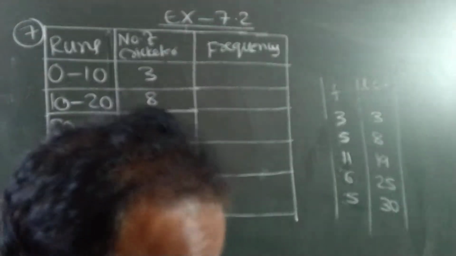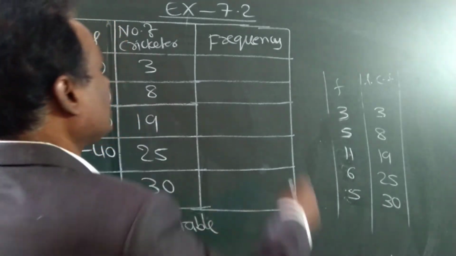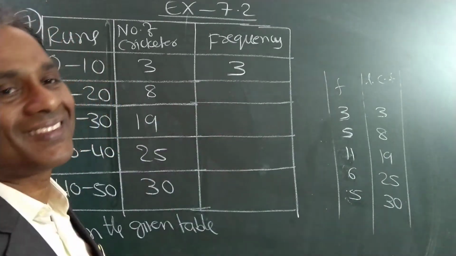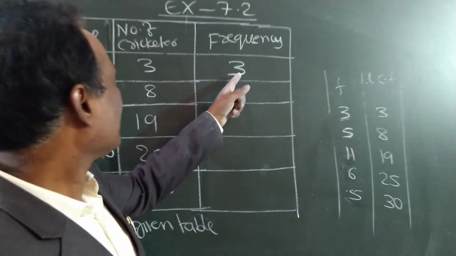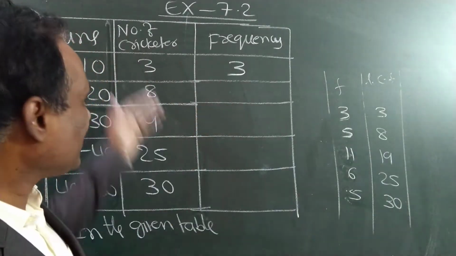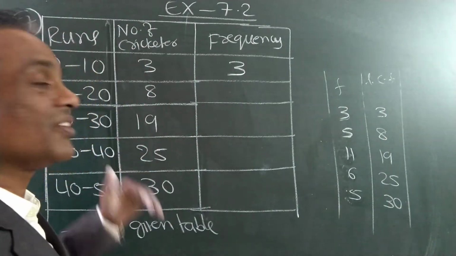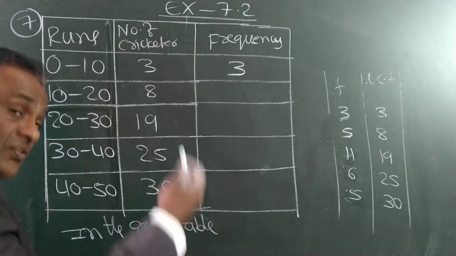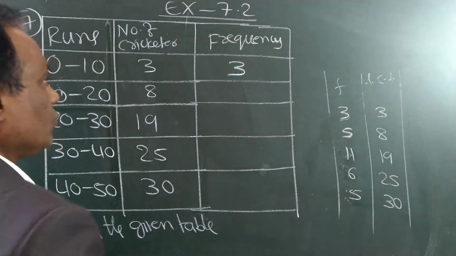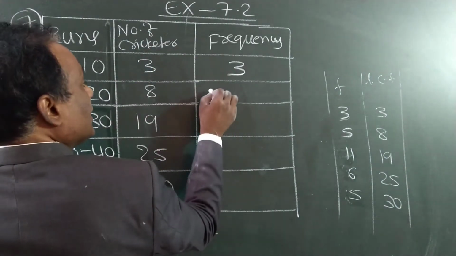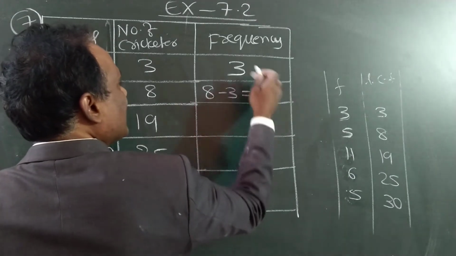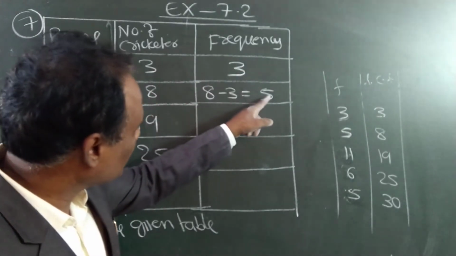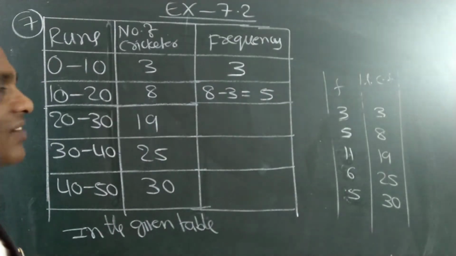Find the frequencies. How to find the frequencies? First is 3 only. If this is 8, what should be this? 5. Because 3 plus 5 is 8, like that. This is addition, cumulative. This is less than cumulative frequency. Again if you write the table, then you write LCF here. So then this will be 8 minus 3, 5. Because 3 plus 5 is 8.